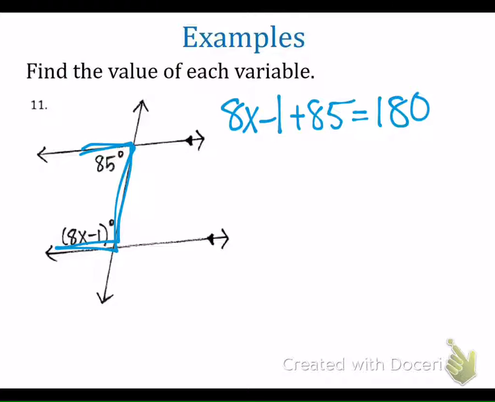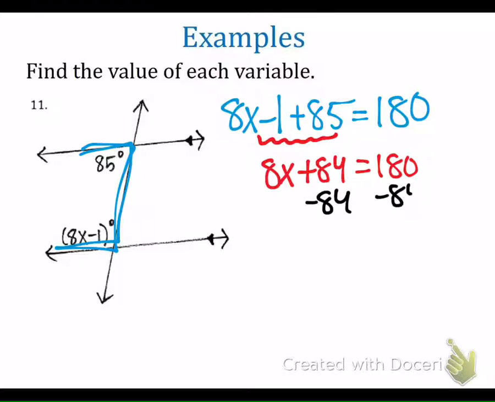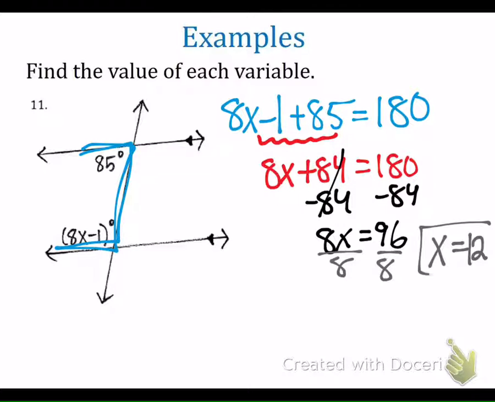Those are the ones that are going to mess you up. Now, keep that negative with that 1. What is negative 1 plus 85? 84. Good. Now what? Subtract 84 from both sides. That would be 96. Divide. What do you get? 12. I was just throwing a number out there. Yeah, because 10 would be 80, and then 16 more would give you the extra 2.